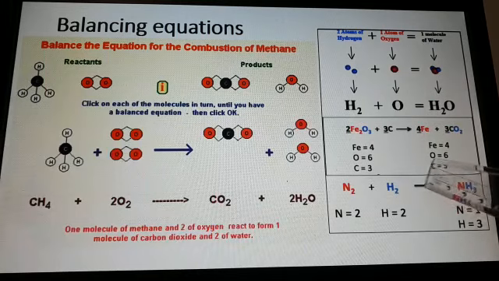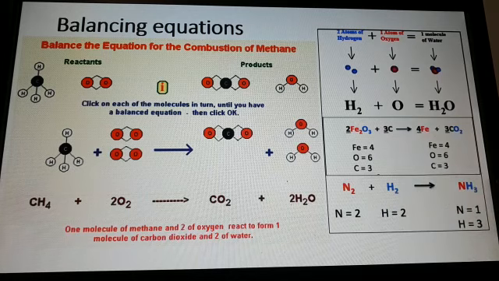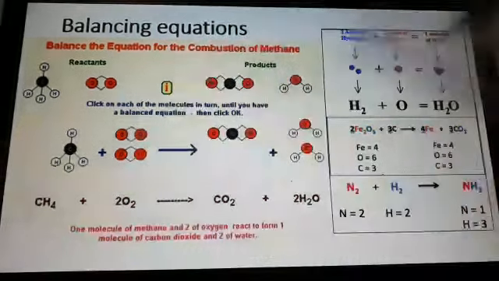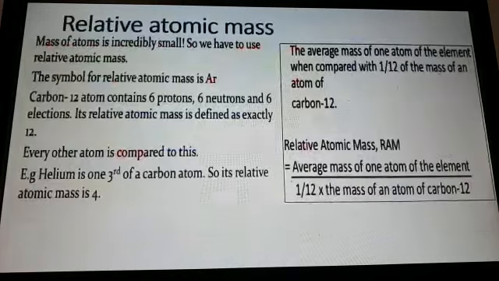Then nitrogen reacts with hydrogen forming ammonia, NH3. This is not a balanced equation. You have to balance this one. Remember this. This is not a balanced equation. This also. That's why we do balancing of equations.